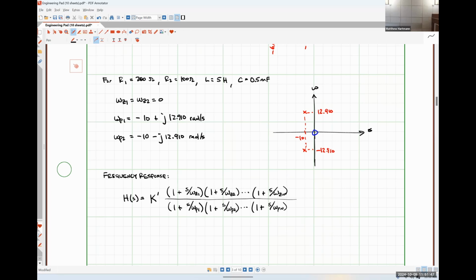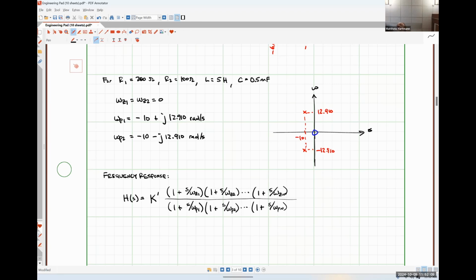So very similar form. We've still got a polynomial in S in our numerator and a polynomial in S in our denominator, but we have our polynomials broken down such that we can easily read off our poles and zeros from this. Okay? So this is bringing us into what are called Bode plots.